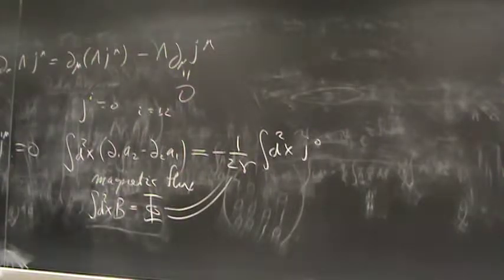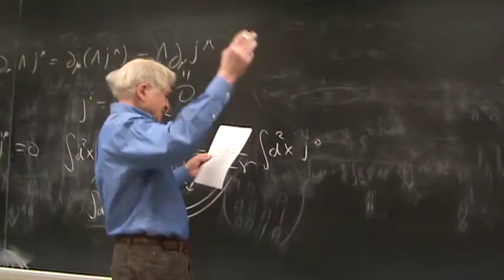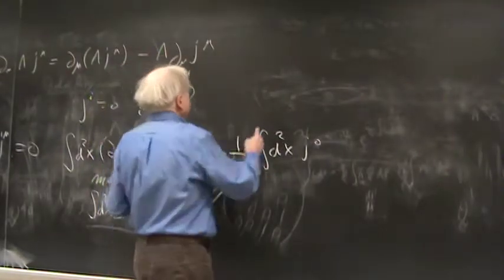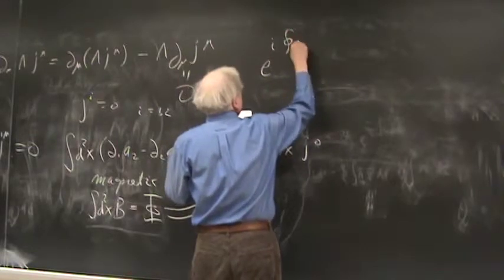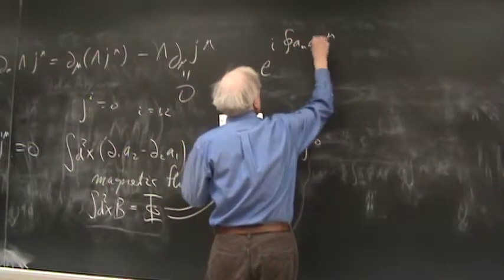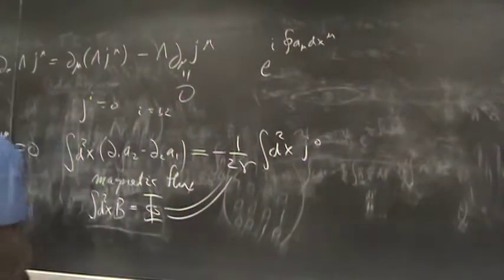Now, there's a tricky thing here. If you move one of these particles around the other, it gets a phase, e to the i integral A mu dx mu. What does it mean for the particle to have flux? Is that the same as saying it has a magnetic charge?